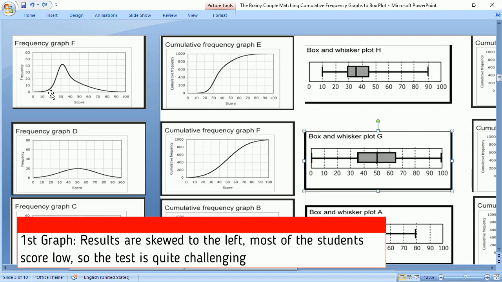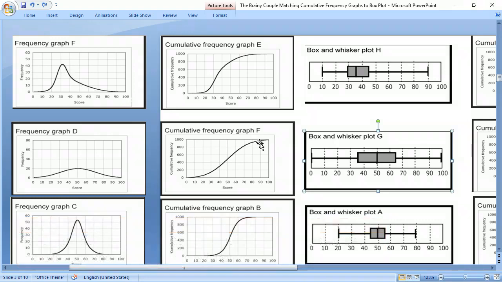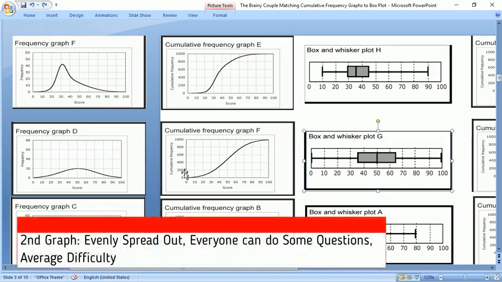For the first graph, what does it represent when you see this graph? Let's say this is the results for a test paper. From the graph you can tell that the results are skewed towards the left, meaning most of the students are scoring on the low side. So you can say that this is a very difficult test, where most of the students are scoring below the passing mark.